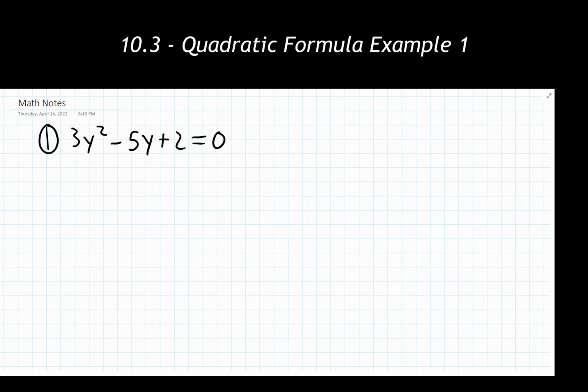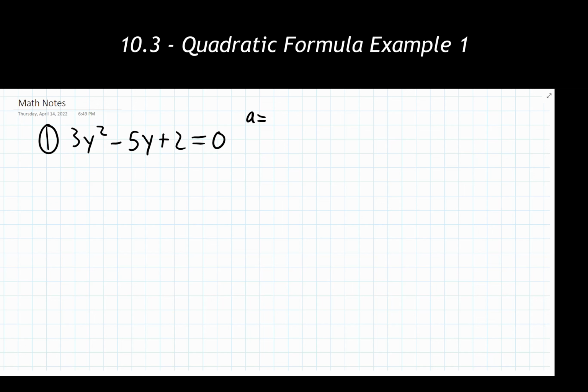Jumping into our first example, we are starting off with 3y squared minus 5y plus 2 equals 0. As our process states, we need to rewrite the original problem into standard form, which has already been done for us, so we're good to go there. Step 1 is already completed. We can jump to step 2 to identify the a, b, and c values, including their signs, in this problem. I recommend writing out your a, b, and c values somewhere nearby the problem. I'm going to do it off to the side.